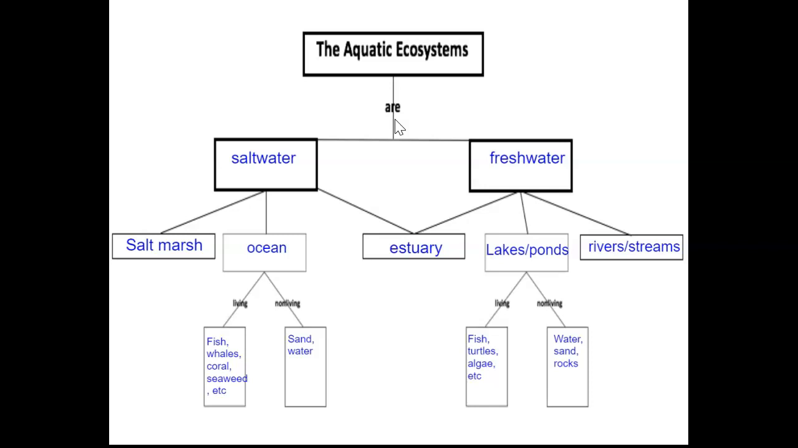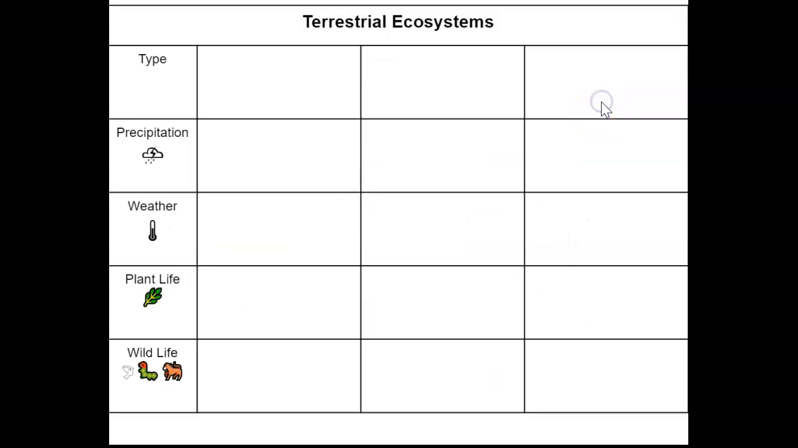Again, we're going to be utilizing these notes as we move forward in this week of learning to continue diving deeper into these. Go ahead and make sure that you have these down, and then we're going to go ahead and move on to our terrestrial ecosystems.